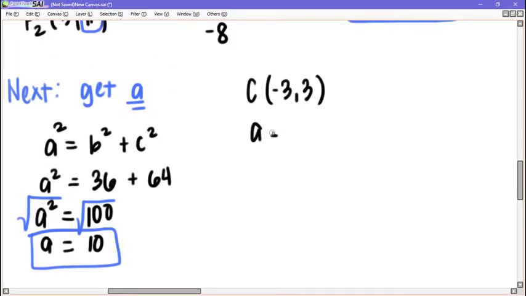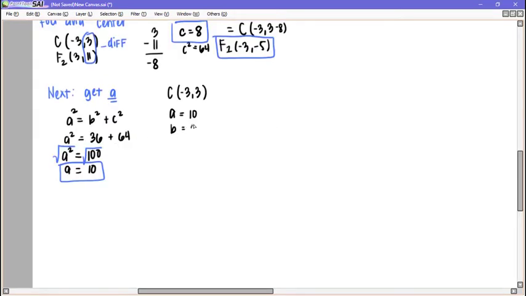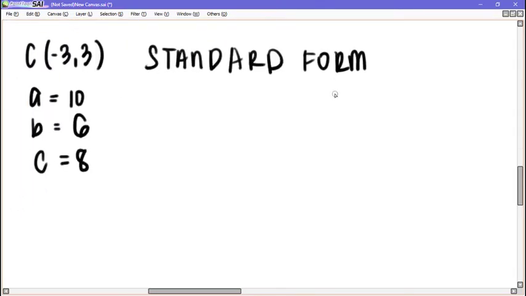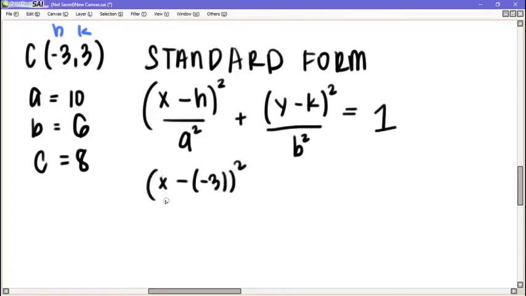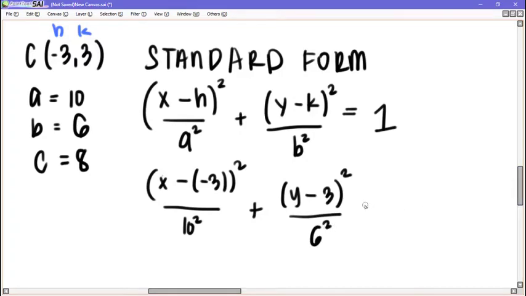Now we have our center, which is -3 and 3, the value of A, which is 10, the value of B, which is 6, and the value of C, which is 8. We'll now write the standard form of our ellipse using the formula. By substituting the values, we have (x minus -3) squared over 10 squared, plus (y minus 3) squared over 6 squared, and all of it is equal to 1.